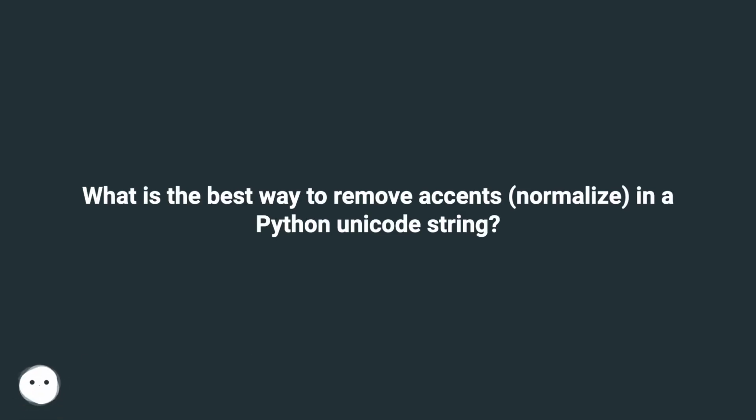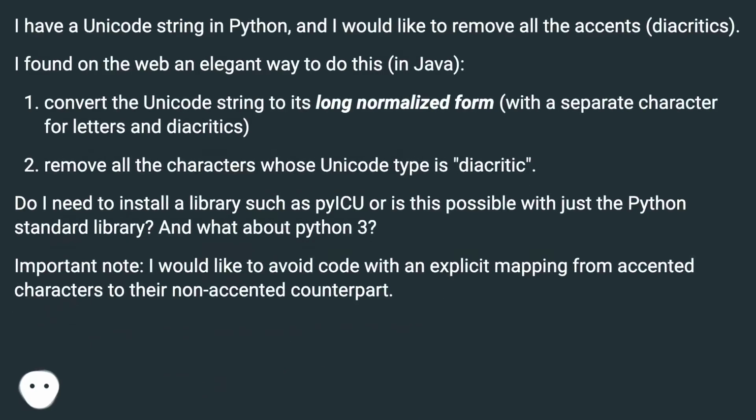What is the best way to remove accents, normalize, in a Python Unicode string? I have a Unicode string in Python, and I would like to remove all the accents, diacritics. I found on the web an elegant way to do this, in Java. Convert the Unicode string to its long normalized form, with a separate character for letters and diacritics, remove all the characters whose Unicode type is diacritic.